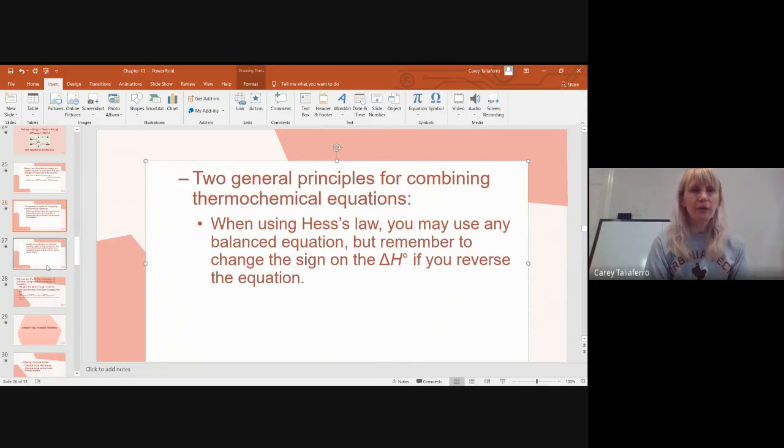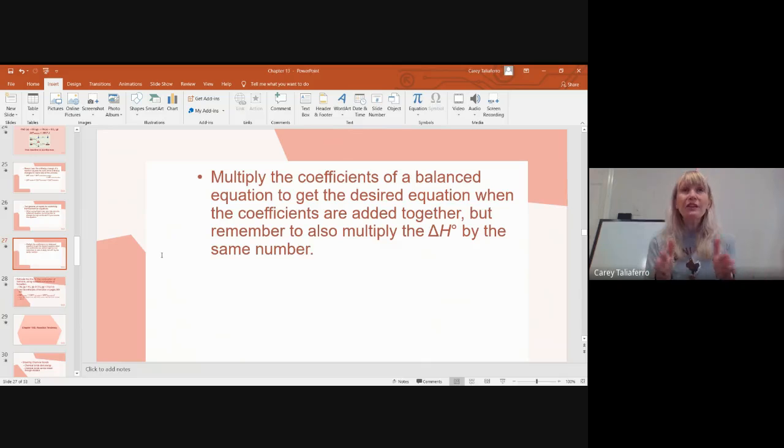All right. Then the other important thing is you have to have a balanced equation because you have to use those coefficients because it's a molar ratio. So you multiply the coefficients of a balanced equation to get the desired equation, but you have to multiply the delta H by that balanced coefficient. So let's look at an example. I know that's a lot of words. I think it'll make sense when we put it to practice.